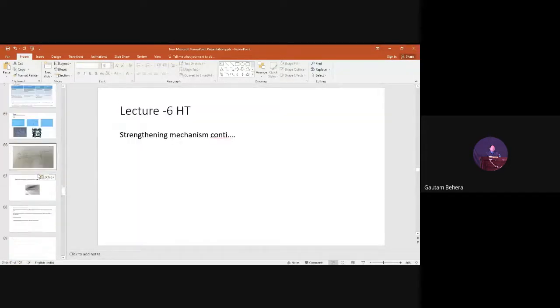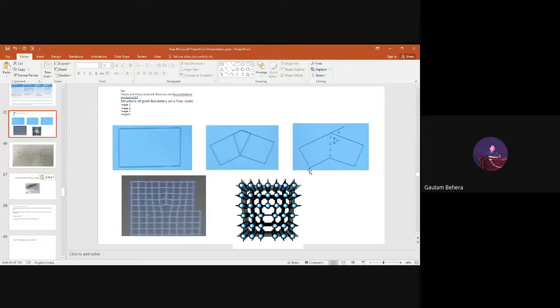Okay. So now this is a very interesting part. Let me discuss. You might have a question: why is grain boundary an easy diffusion path? It is an obvious question. So the answer is here. Just look at this one. This is a single crystal. This is a single crystal, right?